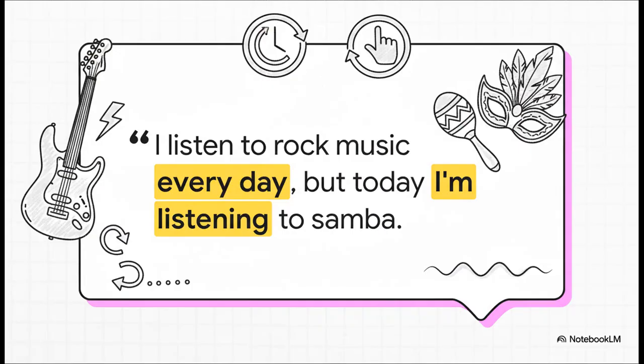Oh, this sentence is just perfect. It nails the difference in one go. I listen to rock music every day. That's a habit, a routine, right? So we use simple present. But today, I'm listening to samba. That's a temporary action, something happening just now. So we use present continuous. This one example shows you the whole logic perfectly.